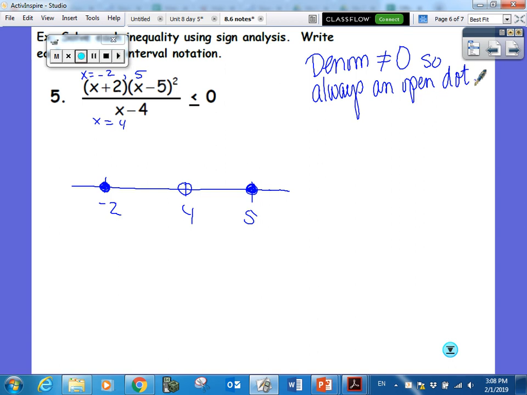It is not ever included, which means not included. Everything all the way up to 4, 3.999, 4.001 is okay, but 4 is not. The denominator can never equal 0. That makes it undefined.